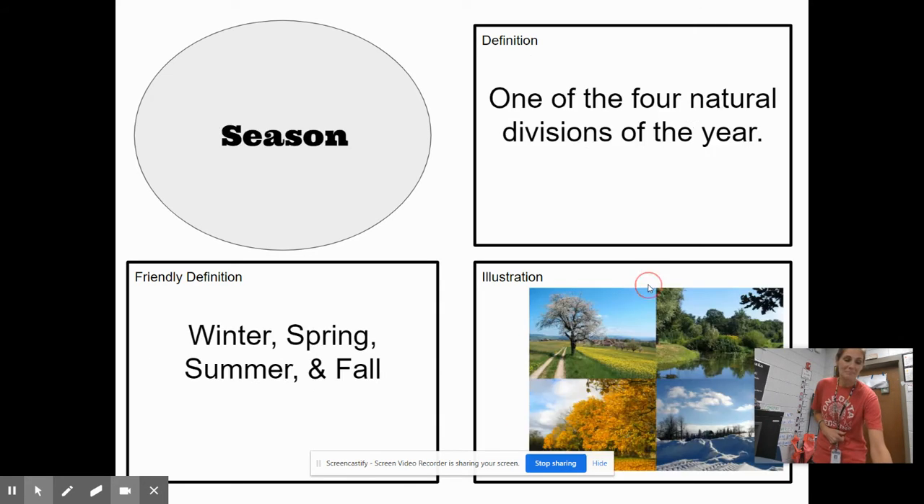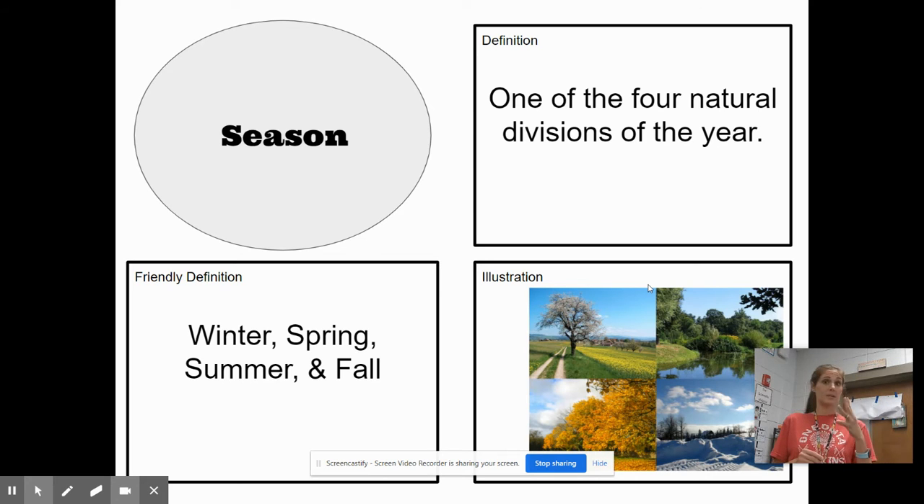Okay. All right. The next word is season, and you should all know this one. It is one of the 4 natural divisions of the year: winter, spring, summer, fall. We are currently still technically in fall. It has not officially become winter yet. So even though you're starting to wear jackets, it's not wintertime yet.